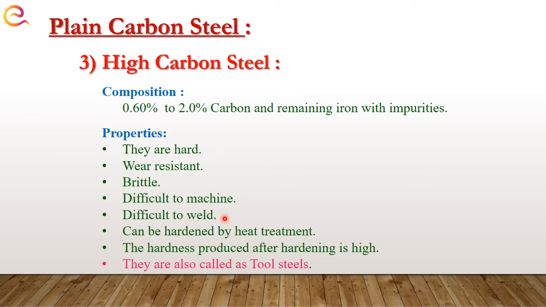Then it is difficult to weld. What happens during welding of high carbon steel? There is a chance of getting cracks over the material during welding. Then it can be hardened by heat treatment and the hardness produced after heat treatment is high. Due to the high percentage of carbon, this high carbon steel is quite hard. That's why it is used for tools, and that's why it is called tool steel.